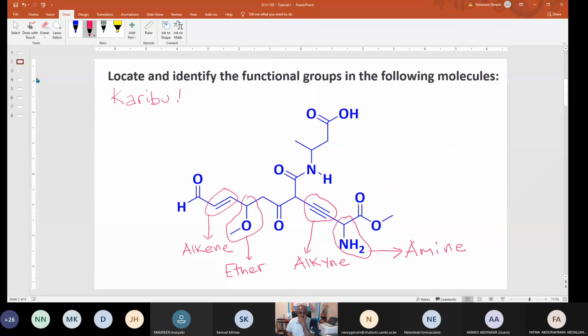when you come here, you have this carbonyl, okay? What do you call this one? Aldehyde. You cannot fail to recognize this, okay? It is an aldehyde. And then, if you look at this one.